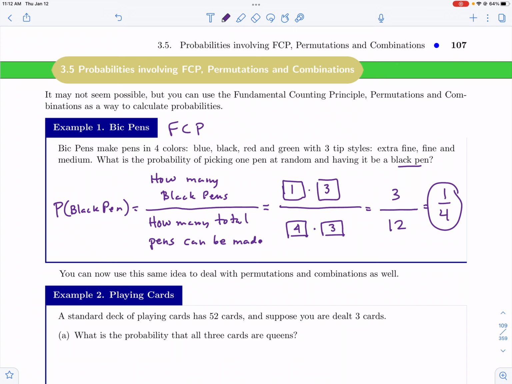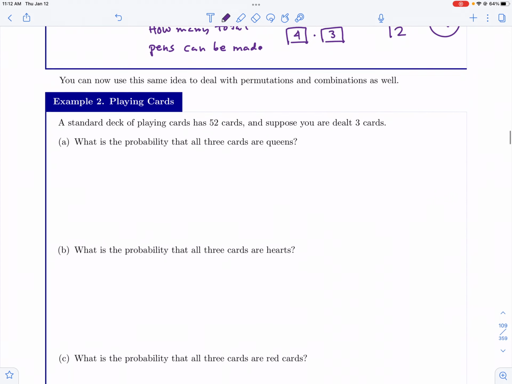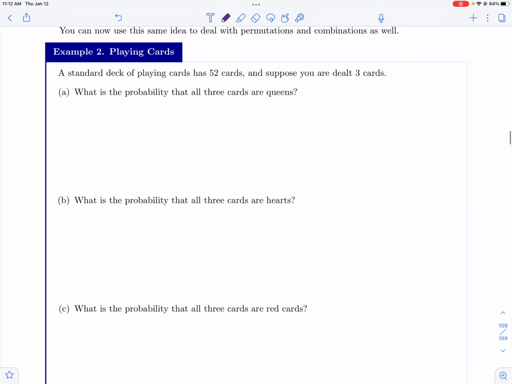All right, so this was a nice fundamental counting problem. Looks good. So let's take a look at example 2. In this case, we're dealing with either permutations or combinations, just to let you know. With this one, we've got a standard deck of playing cards, has 52 cards. Suppose we're dealt 3 cards. What's the probability that all 3 cards are queens? Just like I mentioned in the previous video, if you're dealing with cards and they don't mention anything about order matters, then that's automatically going to be a combination. So this one's going to be a nice combination problem.